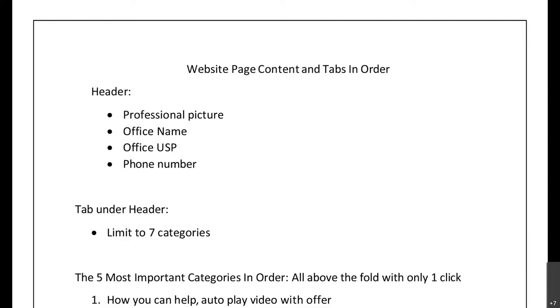So when you look at the header, what should be in your header? It should be a professional picture, your office name, your office USP, that's your unique sales position, and your phone number. That's what should be in the header of your website. And we already talked about the colors being blue, royal blue, with white print, an offset of blue. That's the healthcare colors. We talked about the importance of bullets and lists. We talked about the importance of 33% white space, not having paragraph after paragraph after paragraph.